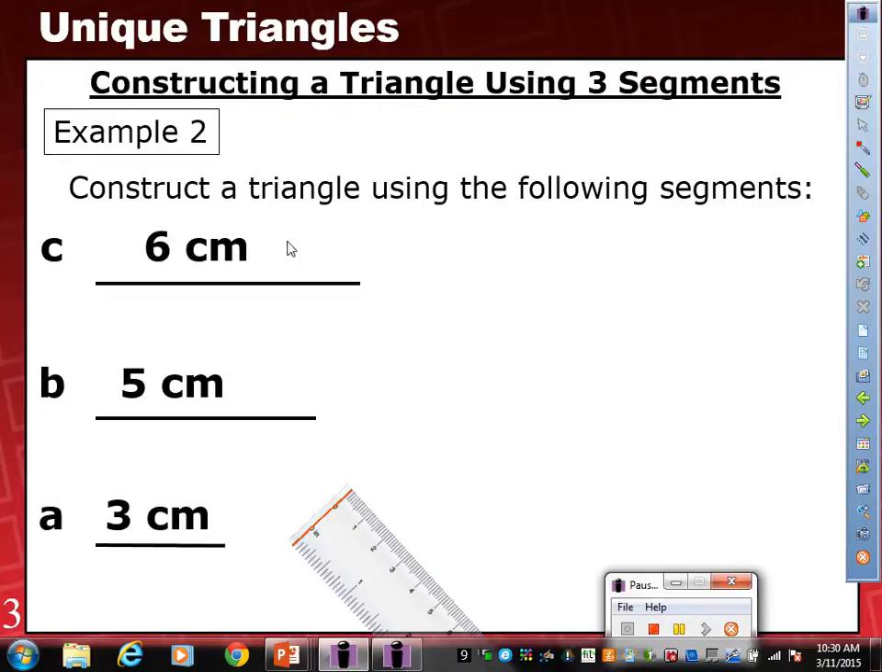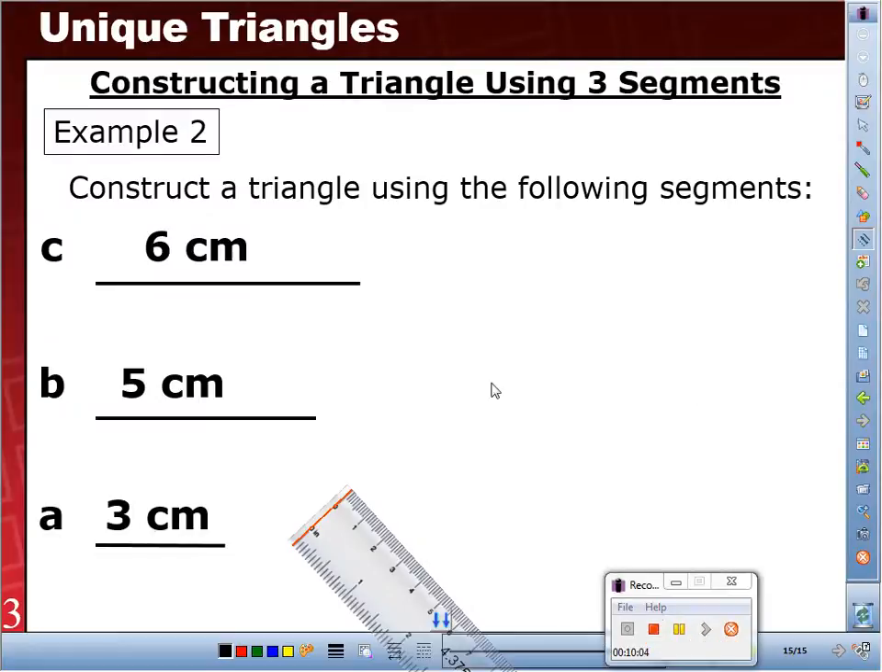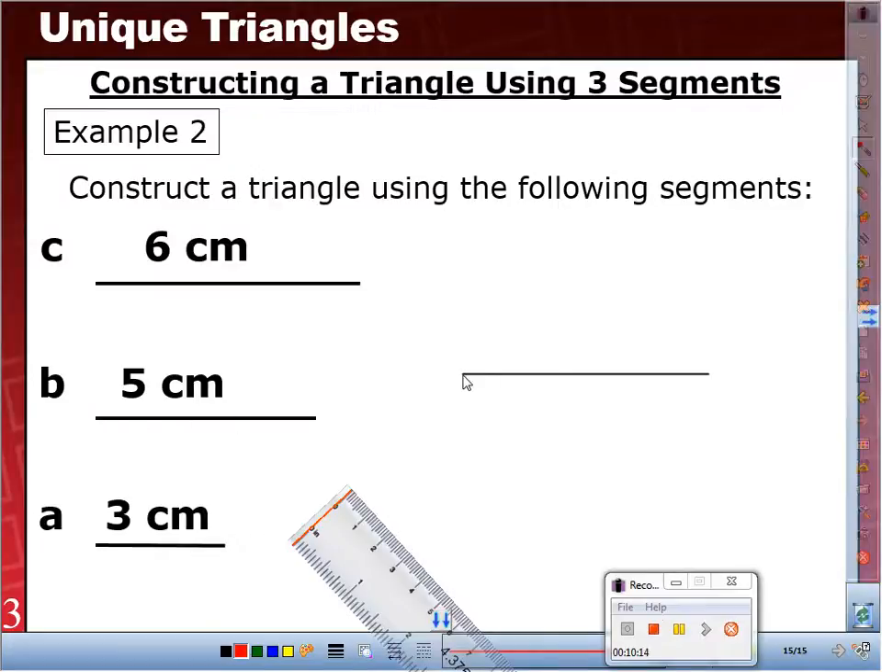So for example 2, segment C is 6 centimeters, segment B is 5 centimeters, and segment A is 3 centimeters. So, once again, some of us are doing this. We're setting first our C. Look up, please. For those of you that are struggling with this, look up. I would suggest you draw the next one, which is 5.